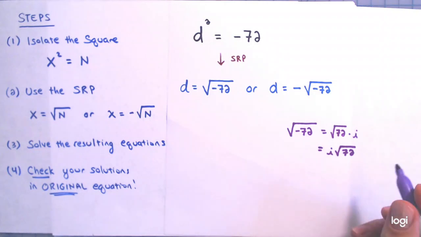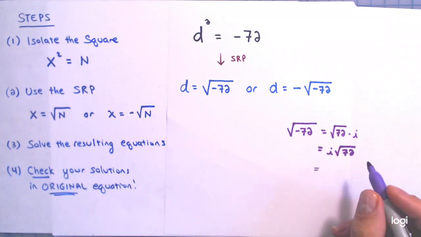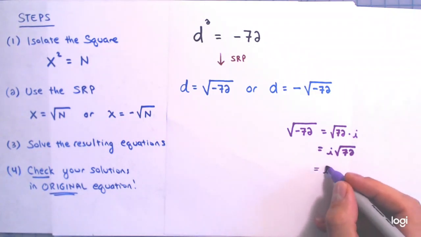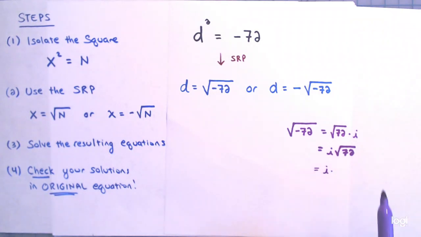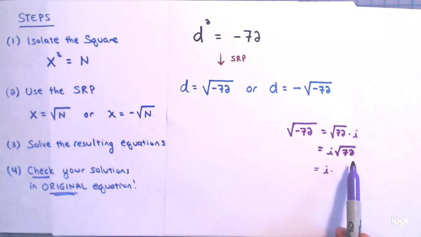But then don't forget, we're also going to simplify our radicals. So this is I times the square root of 72, and I can break that up. I'm just going to skip to the end. The square root of 72, 36 is a perfect square. That's 6 squared. 72 is 36 times 2.